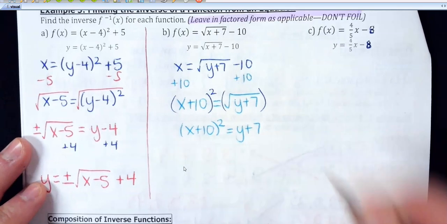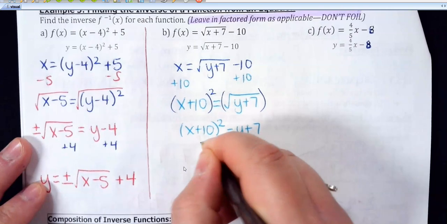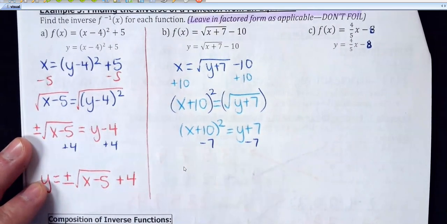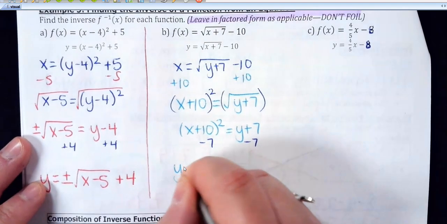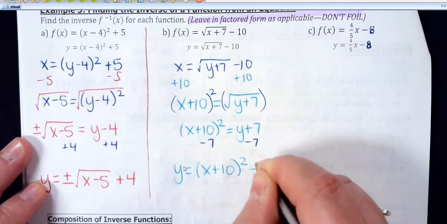Y plus 7. The only other thing you're going to do there real quick is just move the 7 to get y alone by subtracting it. Again, it doesn't go into the parentheses with the 10 or anything like that. It's just going to go to the side. So I'm going to write y on the left here. It would be x plus 10 squared minus 7.